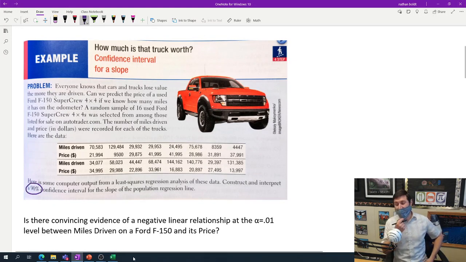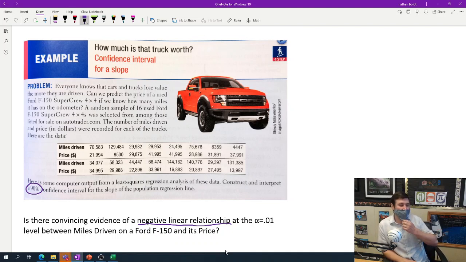But another way to look at that question is not what the slope could be, but is there actually a slope? That's this question. Is there convincing evidence of a negative linear relationship, at the alpha 0.01 level, between miles driven and the price of this Ford F-150? It does make sense that the more miles you drive the car, the less it's worth, but do we actually have evidence of that from the numbers?